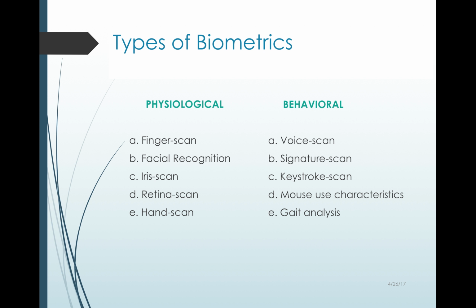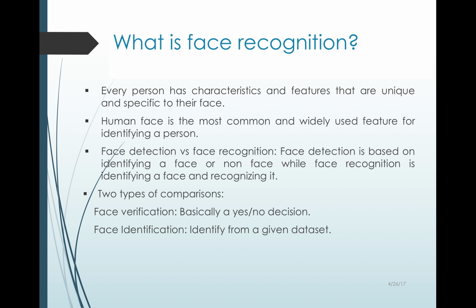Now, these can be divided into two types. The physiological ones are like finger scan, facial recognition, iris scan, retina scan, etc. Behavioral ones are like voice scan, signature scan, etc.